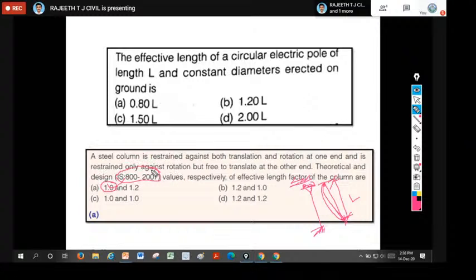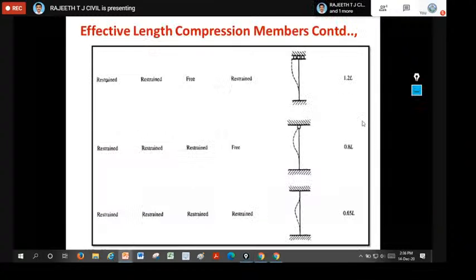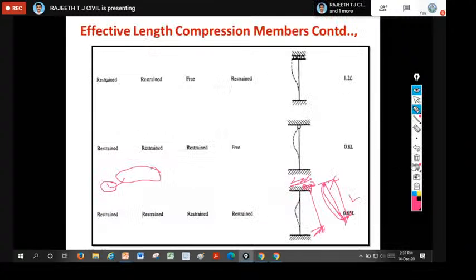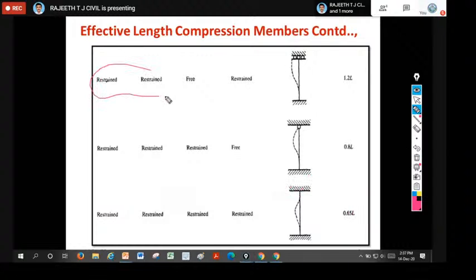If you go to IS 800, where we need to look into this roller and fixed condition, if you go to the table here, this is your condition. One end is restricted for both translation and rotation. The other end is free for translation, but the moment is restricted here, that is, rotation is restricted. Therefore, your value is 1.2.